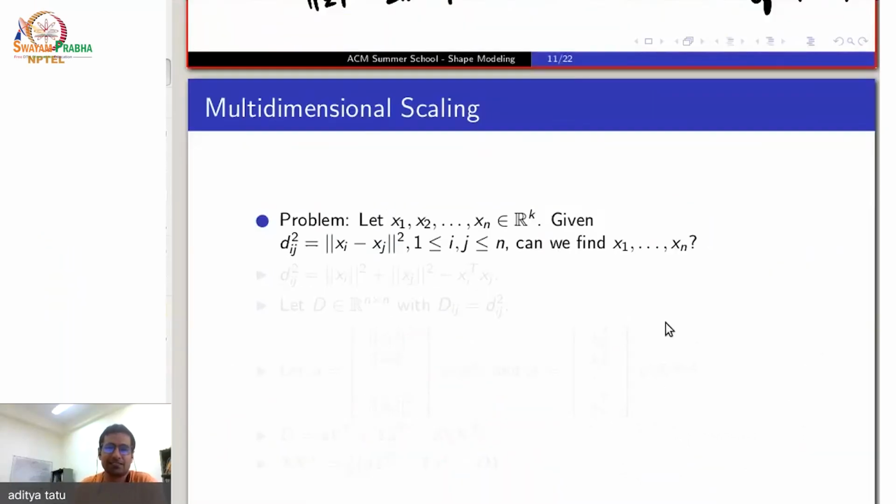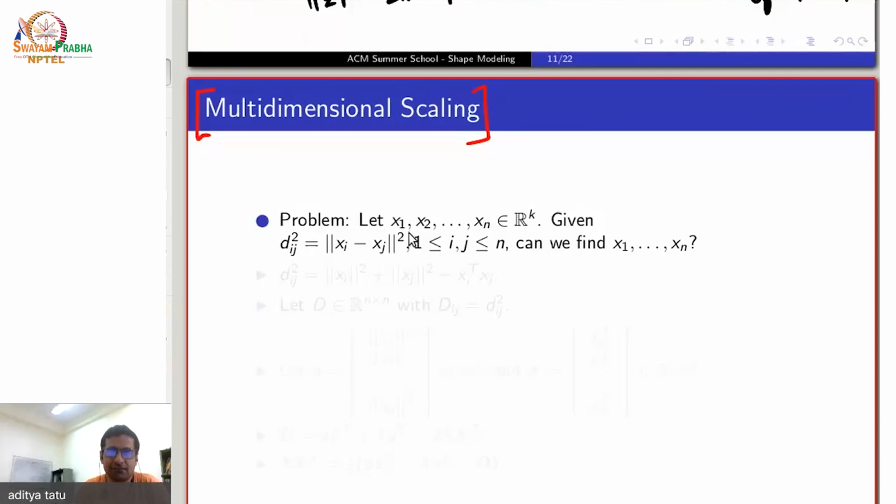So let's restate this problem, and this problem is what is called multidimensional scaling. I think there's somebody in our set of participants who had a background in statistics, right? Is the participant still here? This particular topic is commonly studied in statistics. It's called multidimensional scaling. The problem is this.